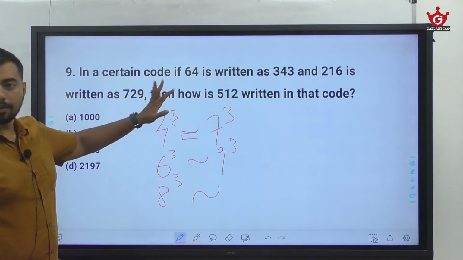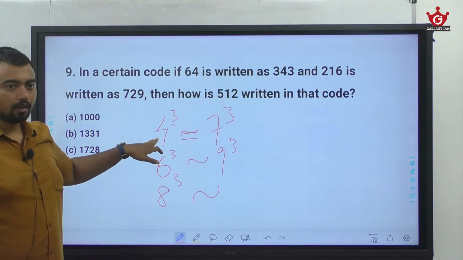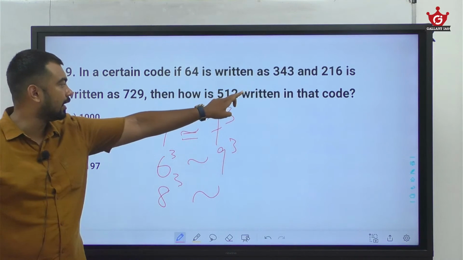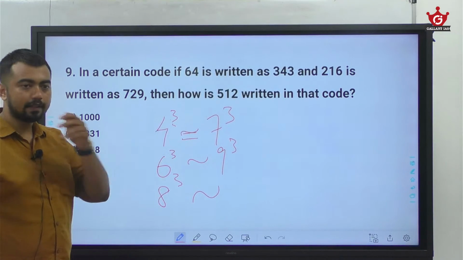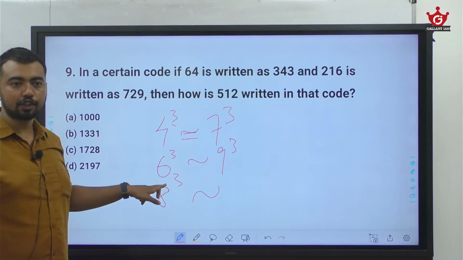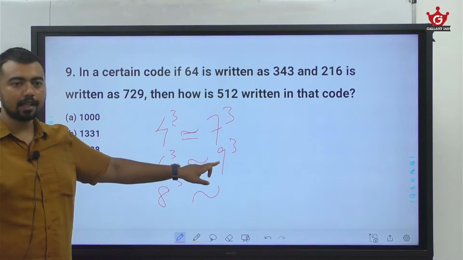So here basically what is done is 64 is 4 cube. It is written as 343, which is 7 cube. What's the difference between 4 and 7? 3. So 216 is 6 cube, and 6 cube is written as 9 cube.